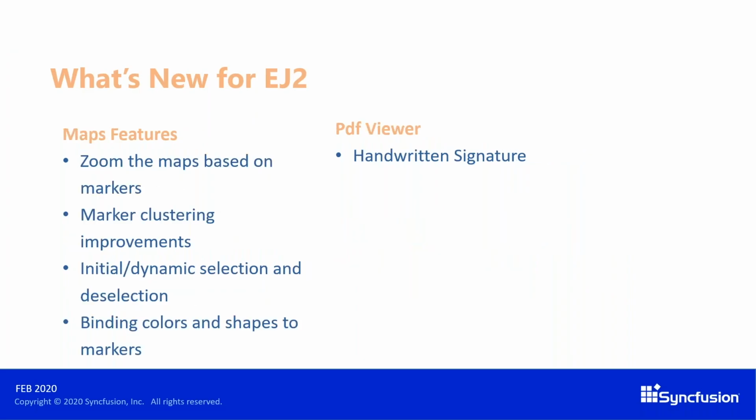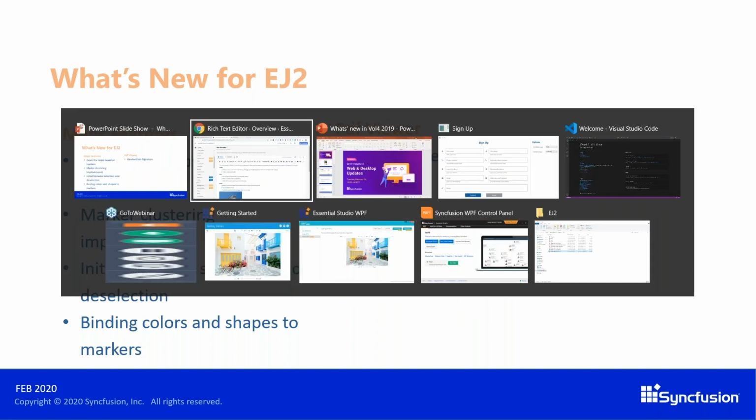The next set of features are from the maps. Now map supports zoom to markers. So earlier, when you wanted to start from a particular zoom position, it was not possible. Now, based on the marker position, you can zoom the map while it is loading. And we have also support for binding colors and shapes to markers. And in PDF Viewer, we have provided support for handwritten signature. Let's see a demo on this.